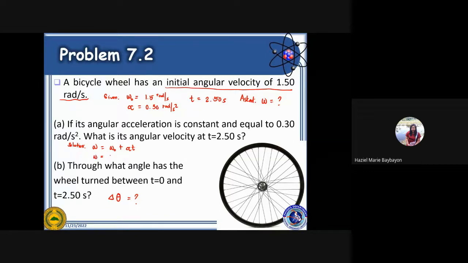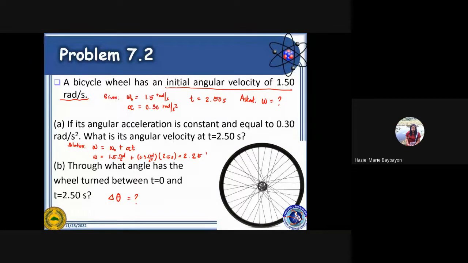We are given the initial angular velocity, which is 1.5 radians per second, plus the angular acceleration, which is also given. It is 0.3 radians per second squared, multiplied by the time, which is also given, 2.5 seconds. Okay? So, how much is it? 2.25, ma'am. 2.25? Yes, ma'am.